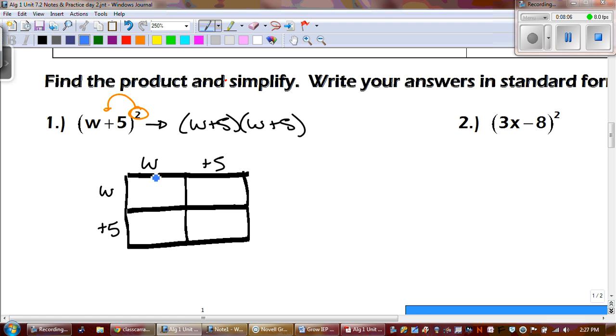Okay, so w times w is w squared. w times 5 is plus 5w. 5 times w is plus 5w. And then 5 times 5 is a positive 25. Okay? Now, if you want to write it all out, you can.